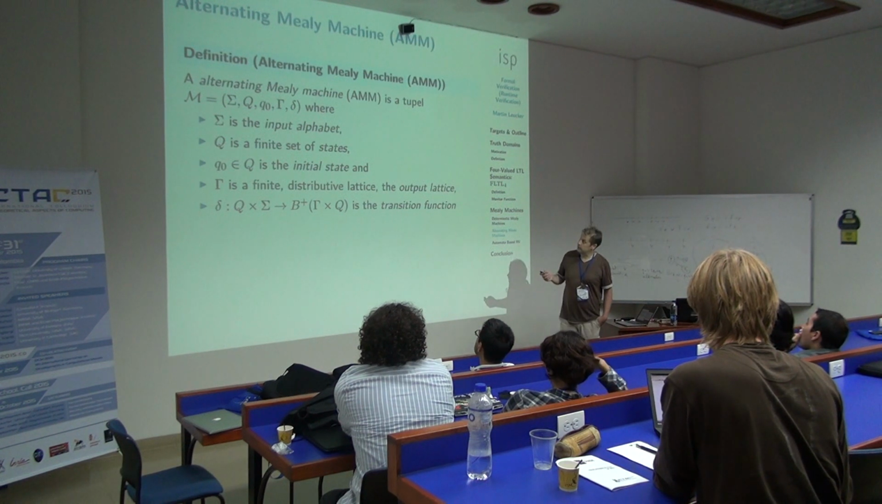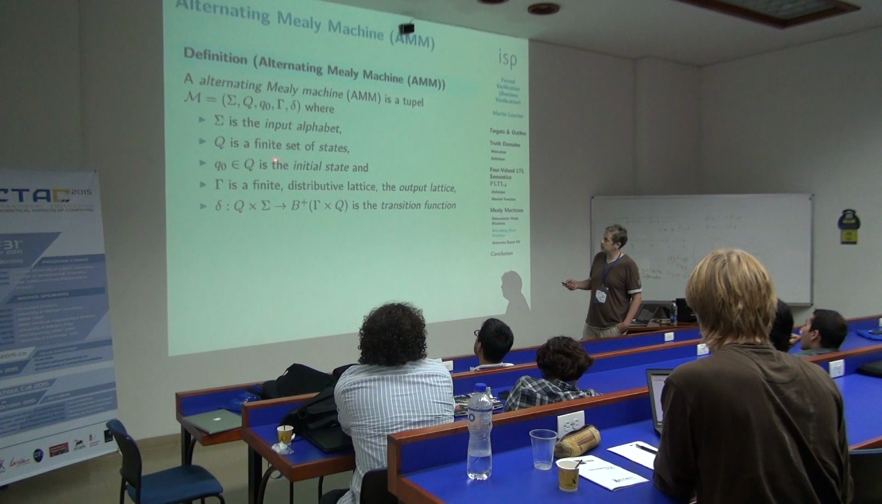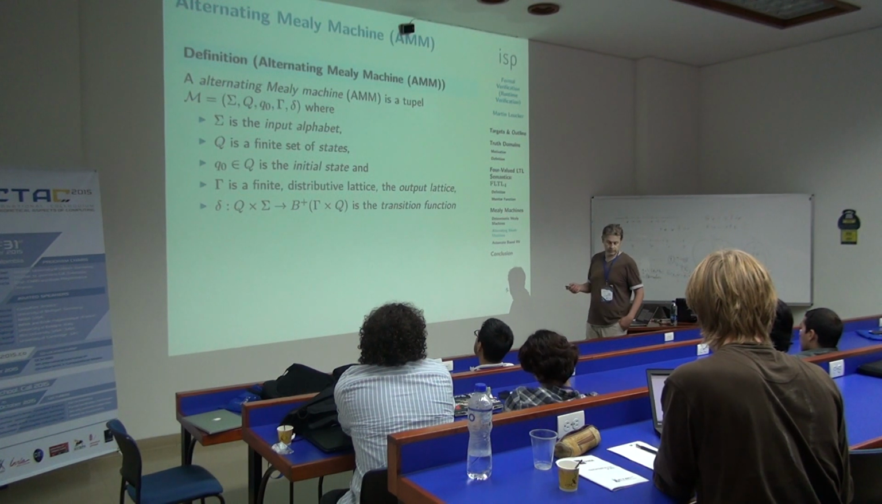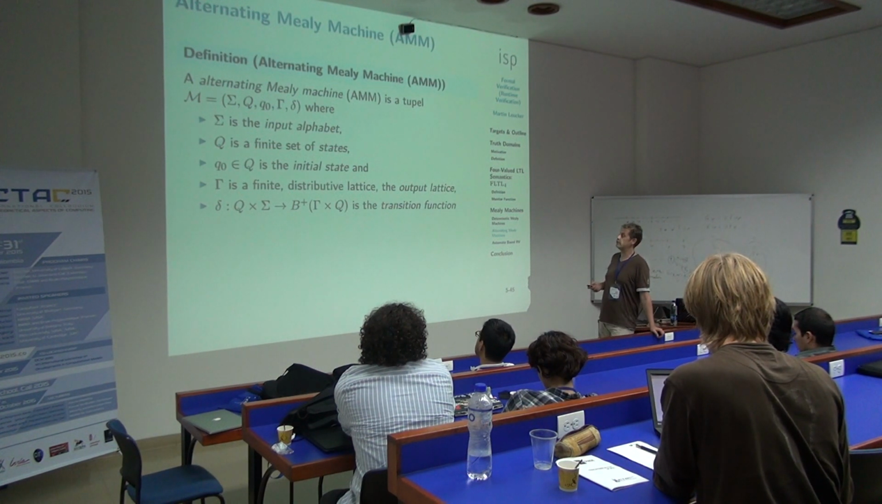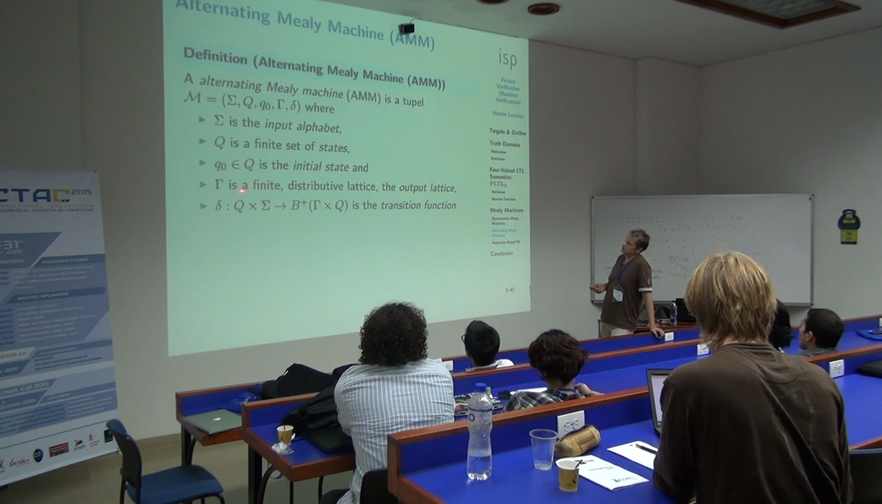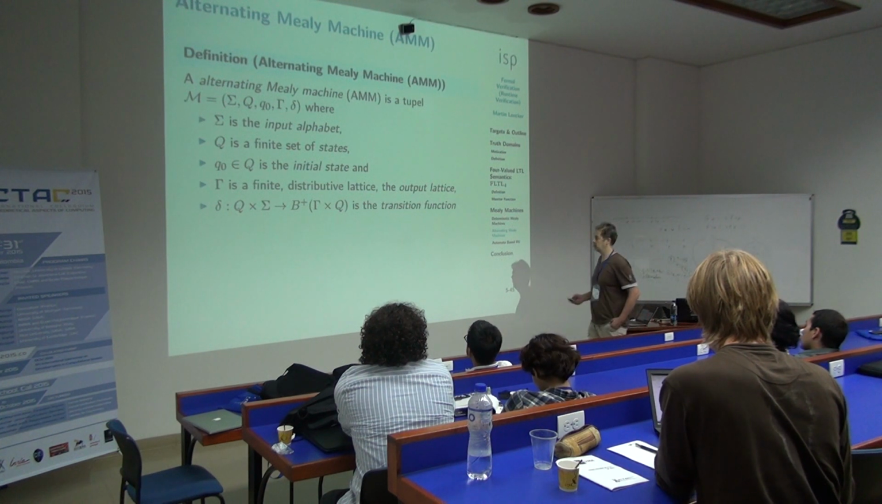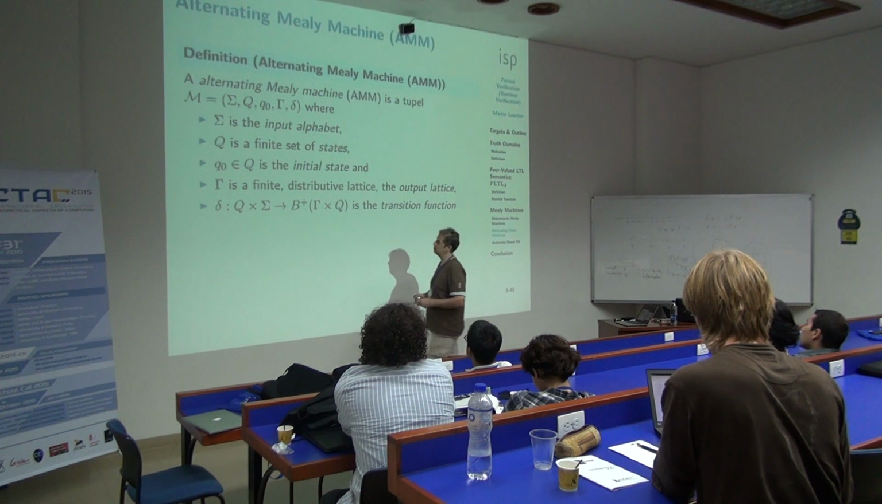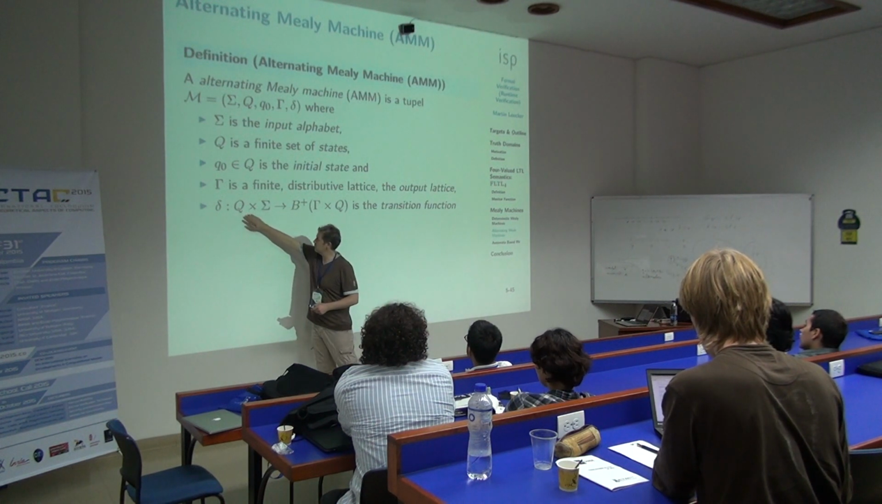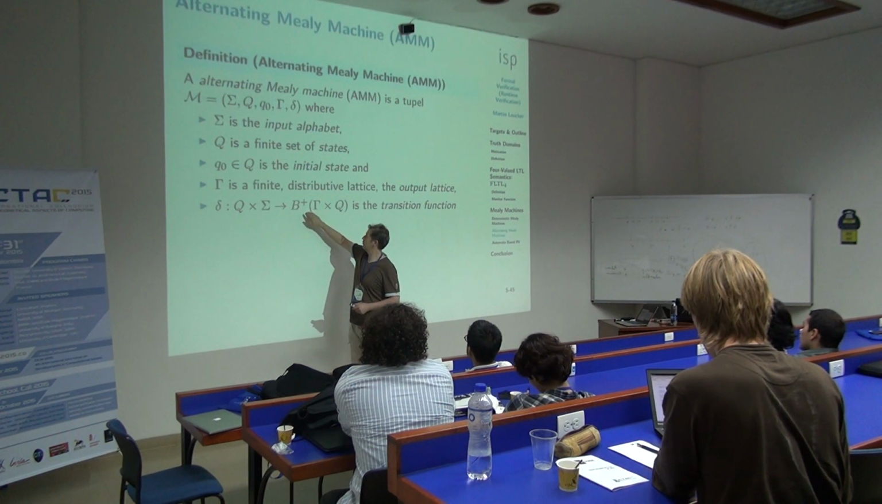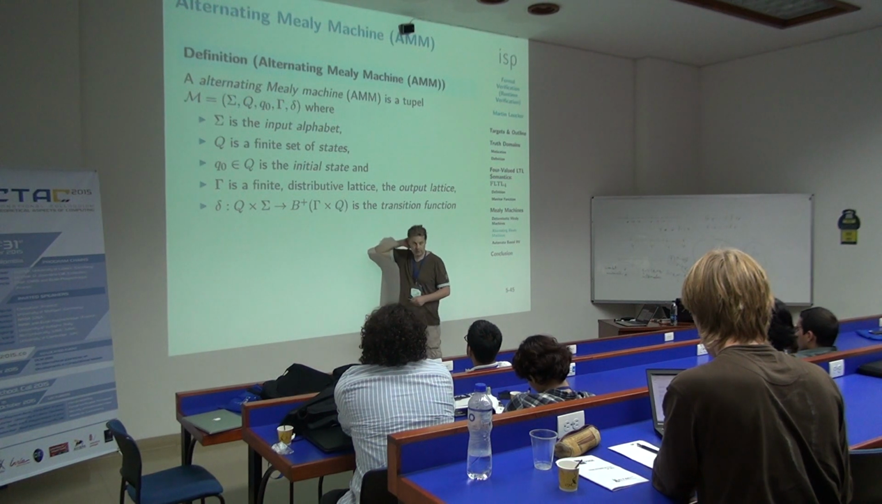And we could define alternating Mealy machines that are pretty much the same as deterministic Mealy machines. The only difference is the transition function. And it's also that we don't have a single output alphabet, but we have an output lattice, because we have to combine output values. But the main difference is the transition function. Starting in a state, reading an action, we go to a Boolean combination of states and output values.